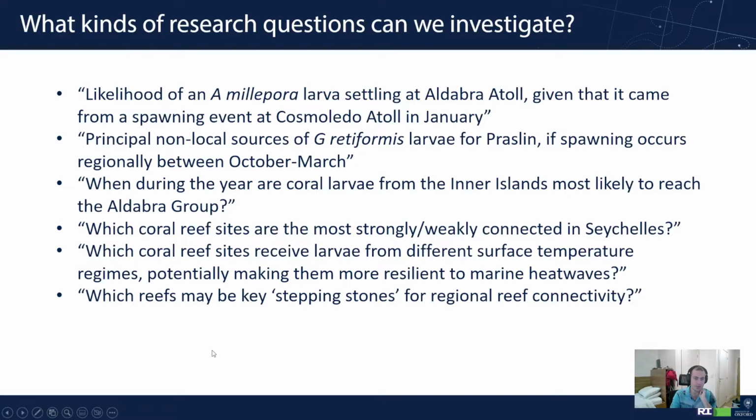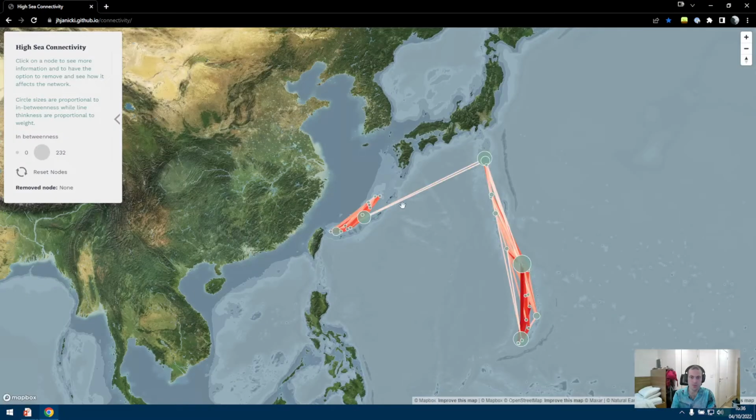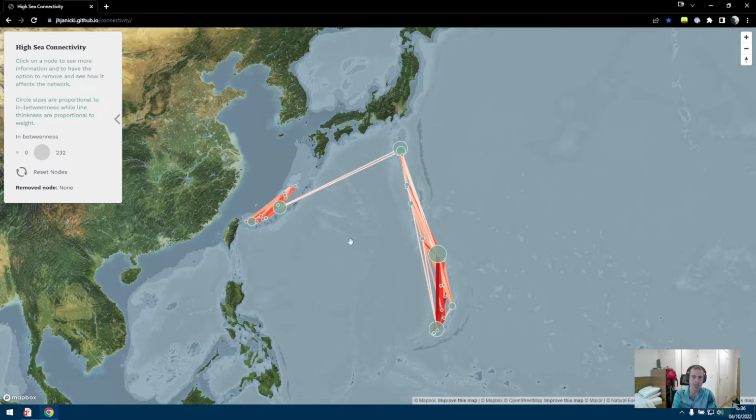I'd really appreciate feedback from any of you as to what you might be interested in, but I want to finish off by talking about some stuff that I've been doing for the time being. So again, this is a connectivity matrix on the left that summarizes all of these connectivity predictions. But I've also been working on an online interactive platform with a colleague to make these data hopefully more accessible to people. This is very much work in progress. As you'll probably notice, this is not Seychelles, this is the Western Pacific. This is just an example data set from a colleague, but I'm hoping to upload the Seychelles data really, really soon.